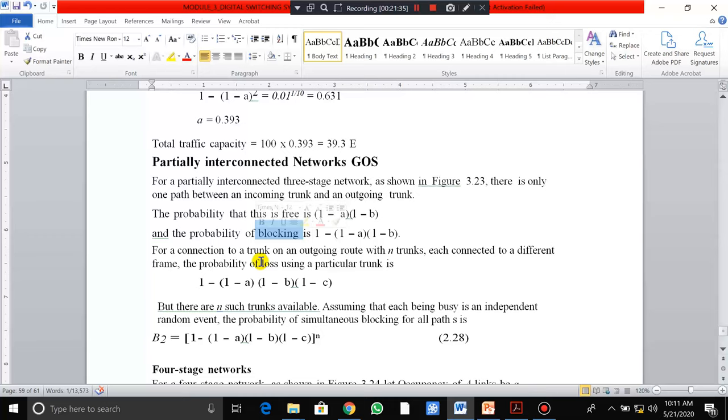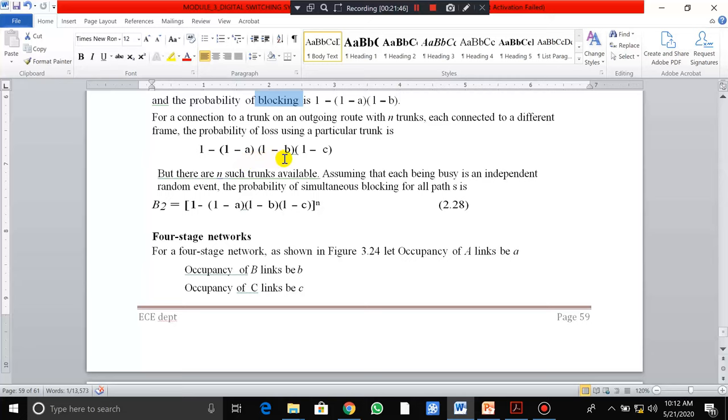For the connection to the trunk on the outgoing route, there are N trunks, each connected to a different frame, and the probability of loss is given by 1 minus of (1 minus A) into (1 minus B) into (1 minus C). Therefore, we have the blocking for all the paths, that is B of 2, which is given by 1 minus (1 minus A) into (1 minus B) into (1 minus C), whole to the power of N.